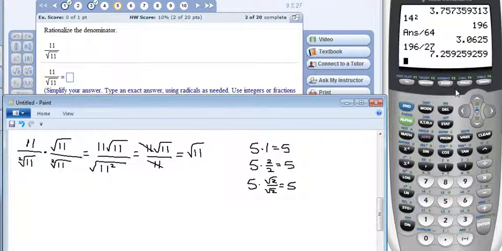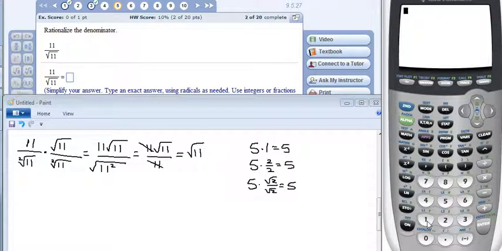Well, let's see if that's true. Let's see if that's equivalent. So we're going to see if 11 divided by the square root of 11 is the same as the square root of 11.